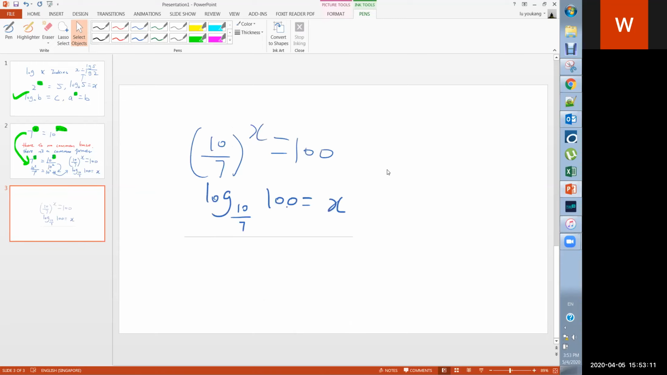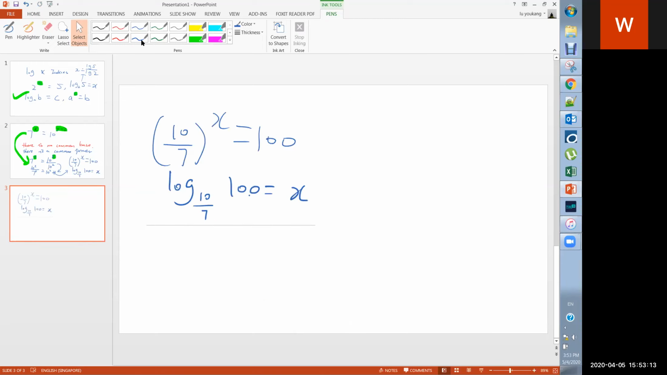So x is equal to what? In this case, x equals LG 100 over LG bracket 10 over 7. When you punch your calculator, you must punch LG bracket 10 over 7. So this is how you find x.